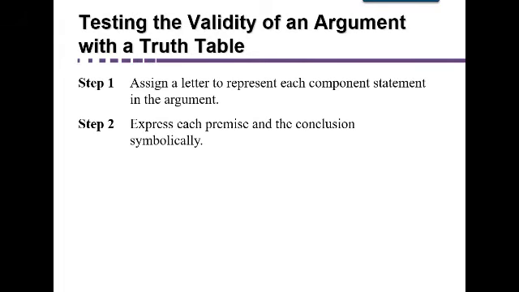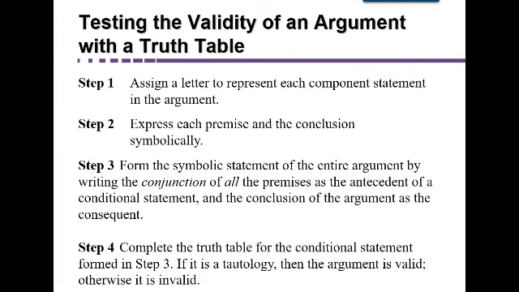All right, so how to test the validity of an argument with a truth table. What you're going to do is assign a letter to represent each component statement. So you're going to change your statements to symbolic form, and you're going to express each statement symbolically. And then you're going to join together all of the premises with the word and, right? Because what we're doing is we're assuming this happens, and this happens, and this happens. And then you're going to say, if all of that happens, then the conclusion is true.